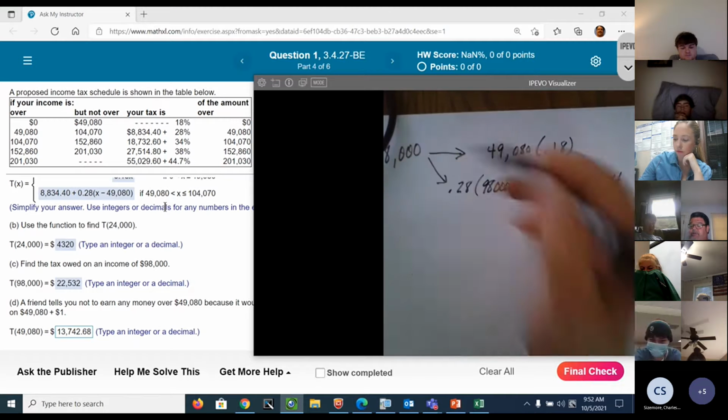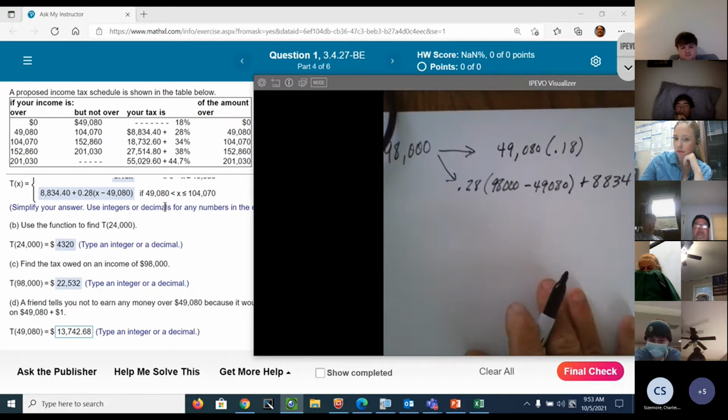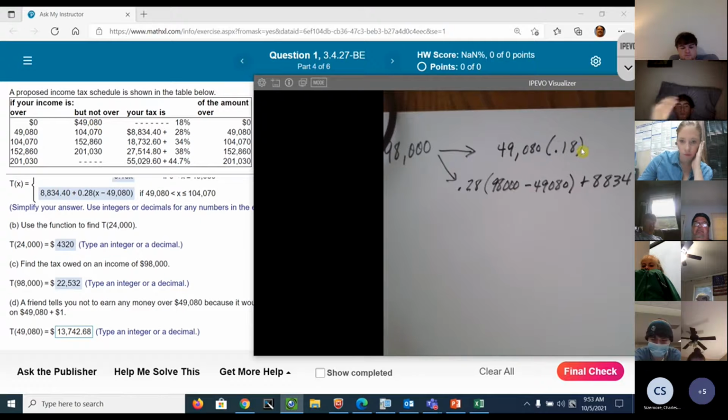98,000 breaks up into two brackets. The first bracket being 0.18 times 49,080. Is that right there? The second bracket being 0.28 times X minus 49,080, because you can't get taxed twice on 49,080. So you have to subtract the 49,080, and that's going to give you what you owe. You got to add these two together.